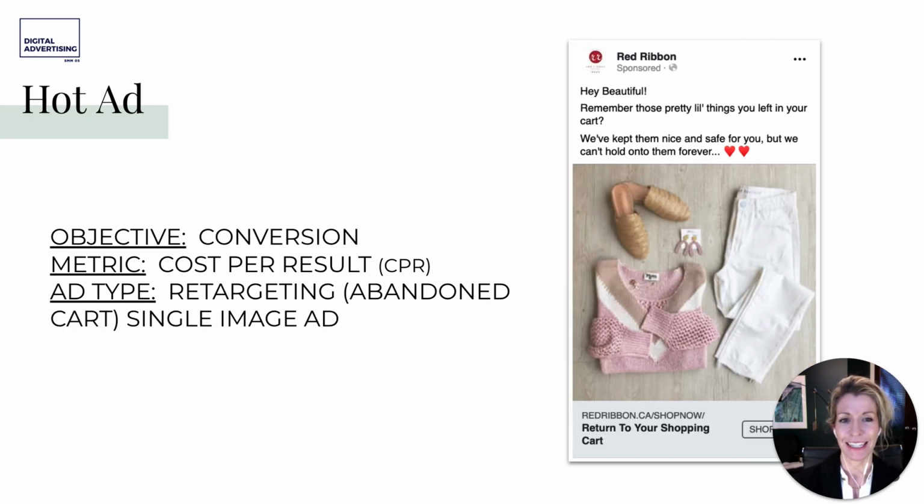And then the hot example. So in this case, the objective chosen is conversion. Let's get them to convert. Let's get them buying, get them across the finish line. The cost per result is the metric. So how many people bought, because we actually have this attached to a conversion goal. So Facebook can measure the results instead of just the clicks. And then the ad type is a retargeting ad. It's a single image ad in this case. Maybe it would be better if it was a carousel or a video, but either way, it's a retargeting single image ad for people that have abandoned cart.